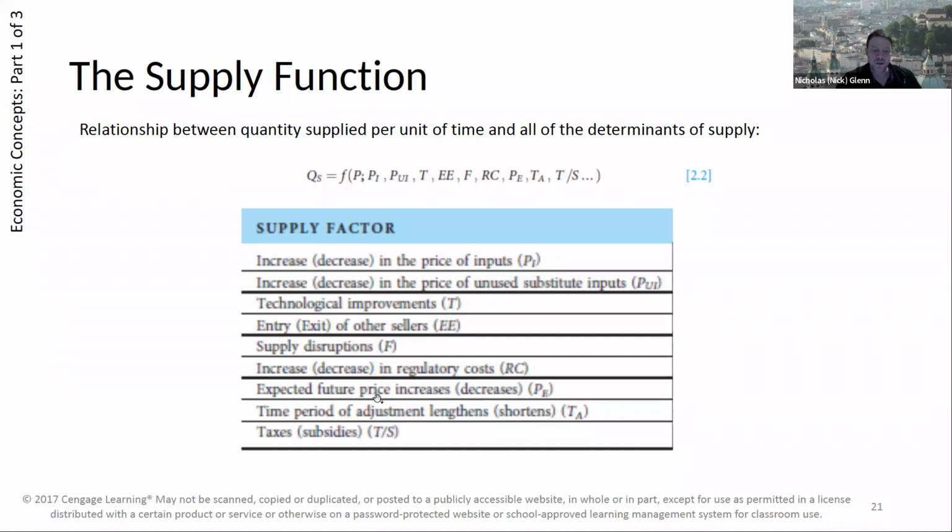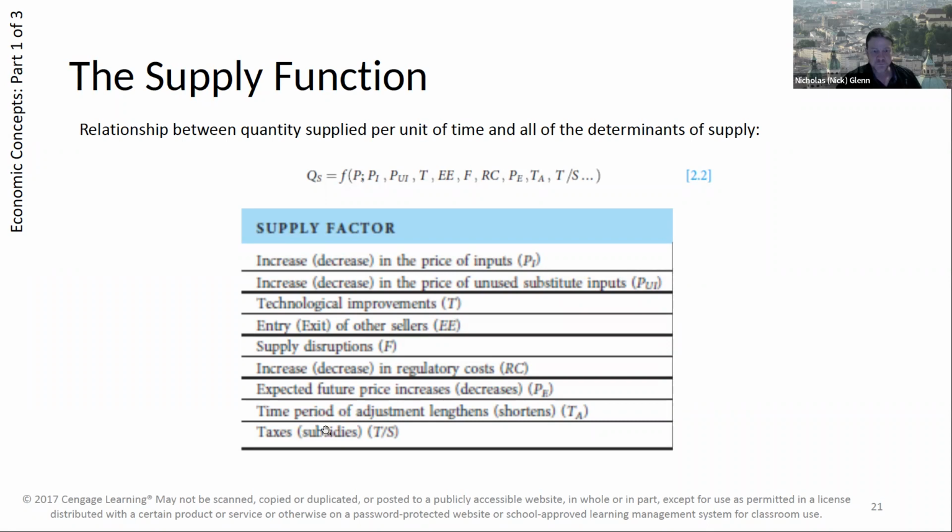What about expected future price increases? We'll look at oil as a good example. If oil is expected to go up in the future, what's going to happen is people that produce oil are going to hold it in inventory. So they're going to take it off the market. This will decrease supply for the current period. They're holding on to it, and they're going to wait till later on when prices increase, then put it back on the market so they can sell it for a higher price. So an expected future price increase will actually decrease supply.